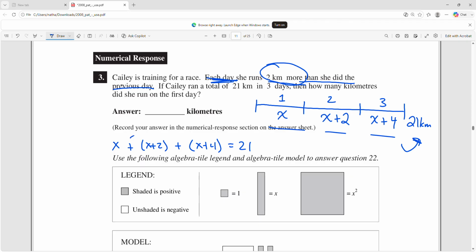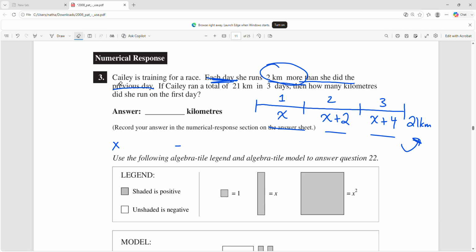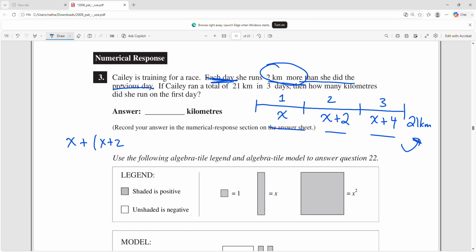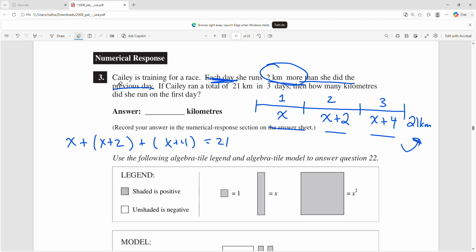Now we don't have any negative action happening here, so we don't really need to worry too much about those brackets. I just put them there so we could clearly see we're separating that into those three days. I'll just do this again. X plus 2, plus X plus 4 is equal to 21. So like I said, if we were subtracting or something, those brackets would be important, but we're not. So they just helped us to visualize. I'm just going to get rid of those so I can see a little bit better.